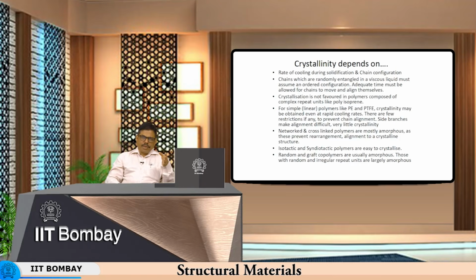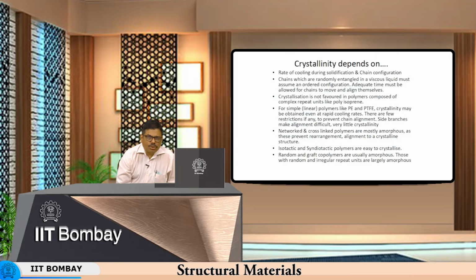Similarly, rate of cooling of the polymer also has an effect on the chain configuration, and chains are randomly entangled in a viscous liquid. In order to assume an ordered configuration, adequate time must be allowed for chains to move and align themselves. So if you want crystalline polymer, then chains have to align themselves properly, and you need therefore an adequate time to pass. If you cool them very fast, then these chains are not going to be able to align themselves, and crystallinity is not going to develop.